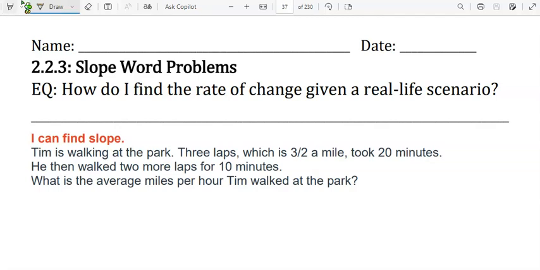Tim is walking at the park. 3 laps, which is 3/2 of a mile, took 20 minutes. He then walked 2 more laps for 10 minutes. What is the average miles per hour Tim walked at the park?